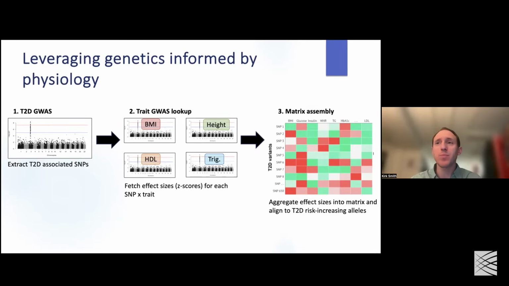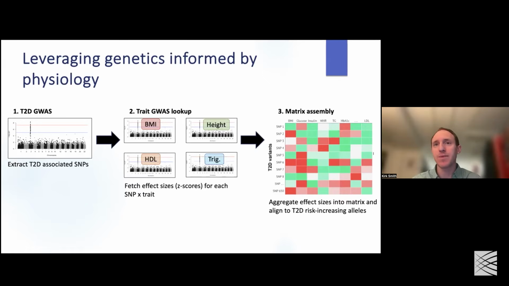So rather than clustering patients based on their genetics, we clustered the SNPs themselves based on their trait signatures. This starts by extracting the T2D associated variants from one or more GWAS, ideally using the largest publicly available studies. Next, we look up those SNPs in GWAS of key metabolic traits such as BMI, glycemic measures, lipids, etc., to get their Z-scores. Finally, we align everything to the T2D risk increasing alleles and put it all together in this variant by trait matrix. This matrix encapsulates how each genetic variant affects each trait, and at this point, it's ready to be thrown into some type of clustering algorithm.